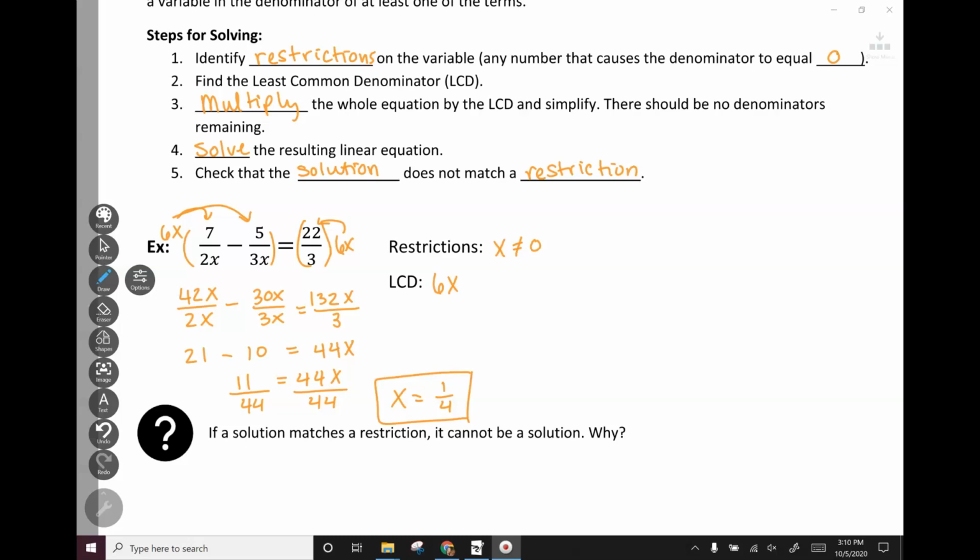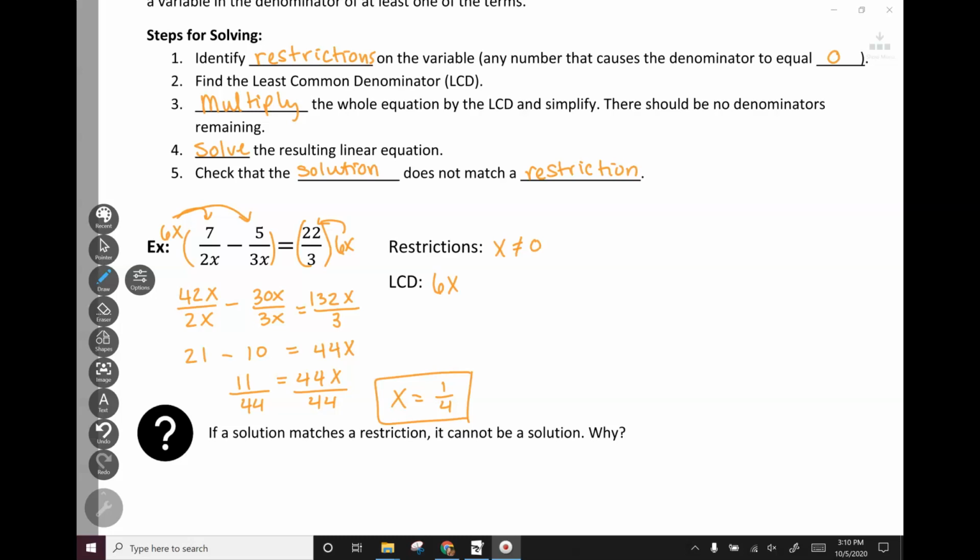We should be thinking, if my solution is one of the restrictions, then I'm going to be dividing by 0 when I plug that number back in. I can't divide by 0, so that would be an invalid solution.